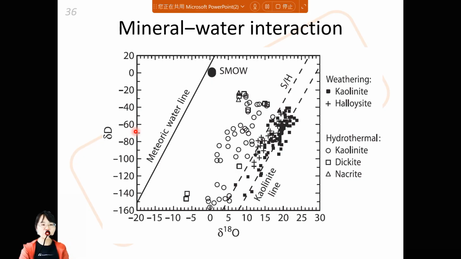And for minerals that undergo mineral-water interaction, their 18O will be more positive. The square here is kaolinite. We know kaolinite is a clay mineral, and all clay minerals are involved in the water cycle. And you see they also plot parallel to the meteoric line. And halloysite, another clay mineral, is also here.